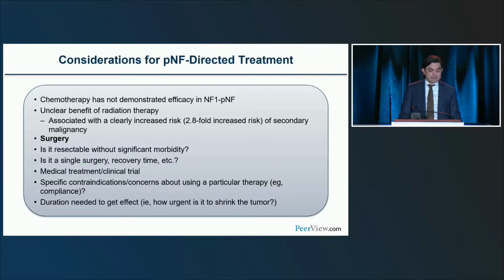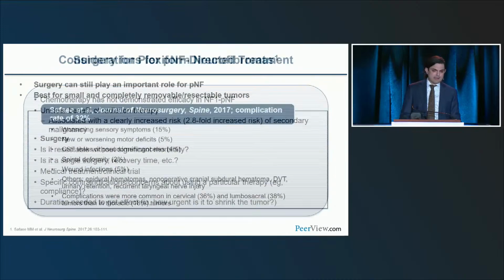So surgery remains the standard of care for most patients with plexiform neurofibromas, but there are some considerations to take into account. Is it resectable without significant morbidity? Can a single surgery take care of the deficits, or does the patient need to have a staged procedure? What is going to be the recovery, etc.?